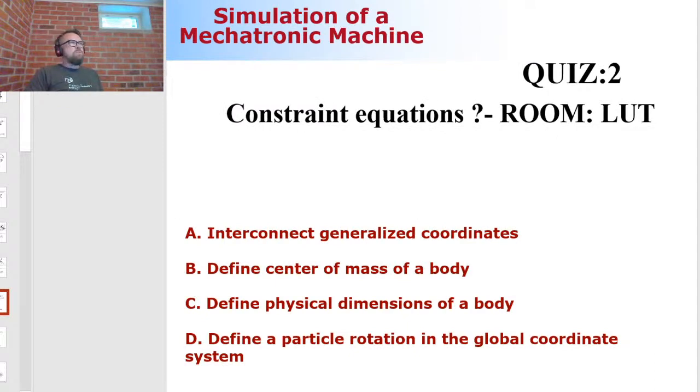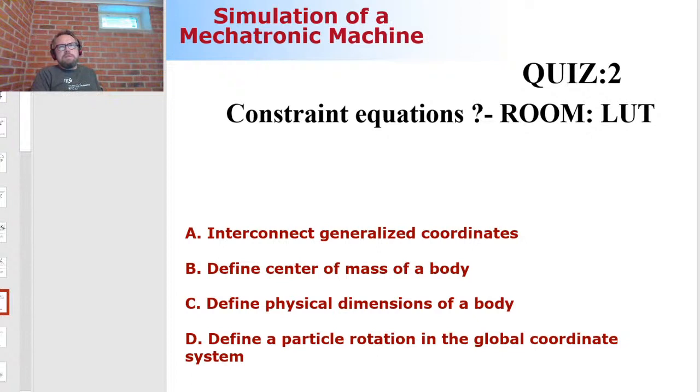Okay, here's one more in-class quiz for you, and you may think this during the team session. So I will leave the streaming and recording on. But I'm asking you, what is the concept of constraint equations? Interconnect generalized coordinates. That means that it is forcing these generalized coordinates to move in a certain way.